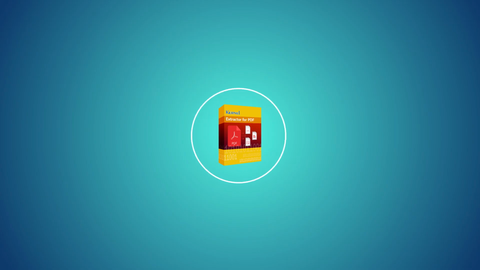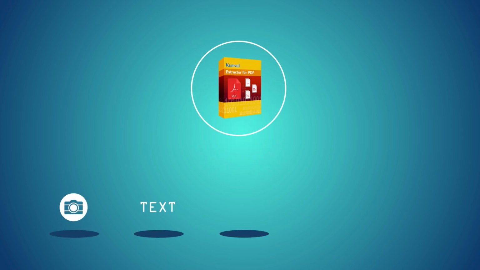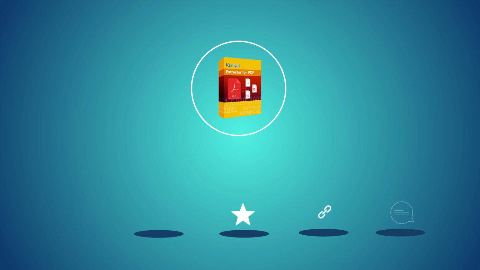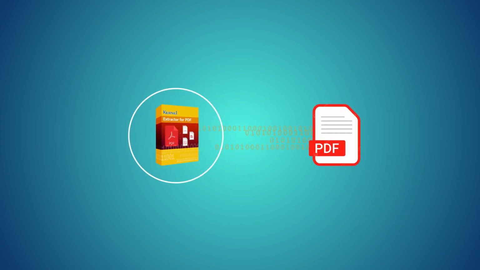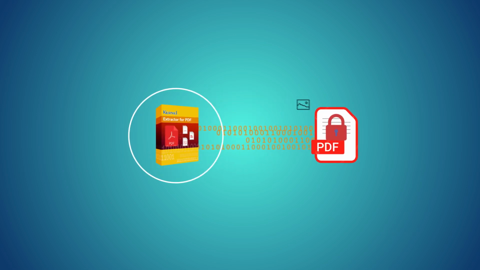Kernel Extractor for PDF is a robust tool that supports extracting data from a PDF file. With this tool, it's easy to save images, text, bookmarks, hyperlinks, and comments in the desired format within your local storage. The tool supports extracting data from a password-protected PDF too, simply by adding it and then entering the password to unlock it. Let's proceed to learn about the detailed procedure for using Kernel Extractor for PDF.